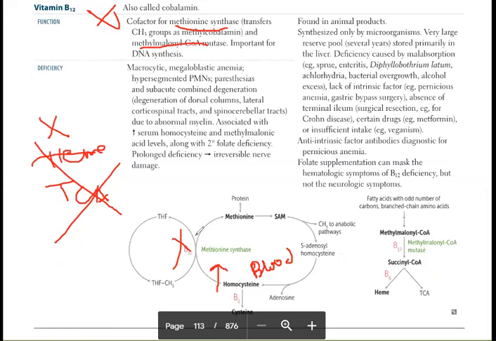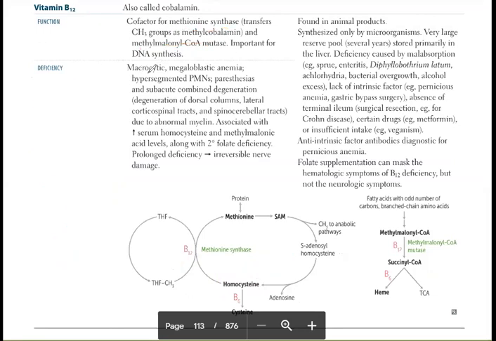So important, very important. Okay, let's come to the deficiency. Now again, these are the same, so they don't ask these things in MCQs. They will not ask in which vitamin deficiency you will see macrocytic megaloblastic anemia, but they will ask you, you will see a megaloblastic anemia along with neurological symptoms, or along with subacute combined degeneration, which we call SCD in short. In which vitamin deficiency?